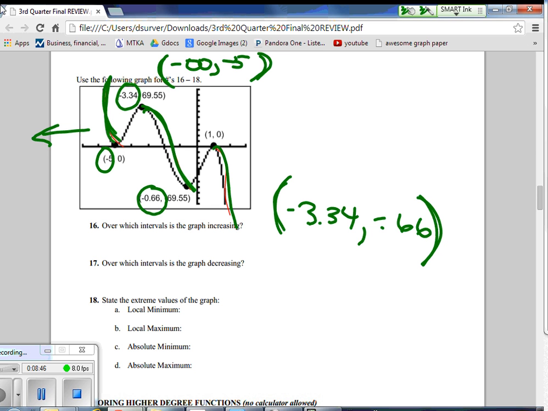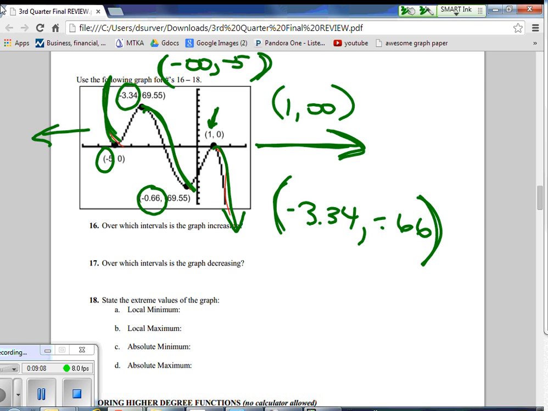This one's decreasing too. Always remember it's the x's of it. So it's from 1 to, and how it's way over there in the x world, 1 to positive infinity. A lot of people say, but it's going to negative infinity. That's the y. We're talking about x. The x of it is the first number. So it goes from 1 to infinity. So there's all 3 decreasing intervals.